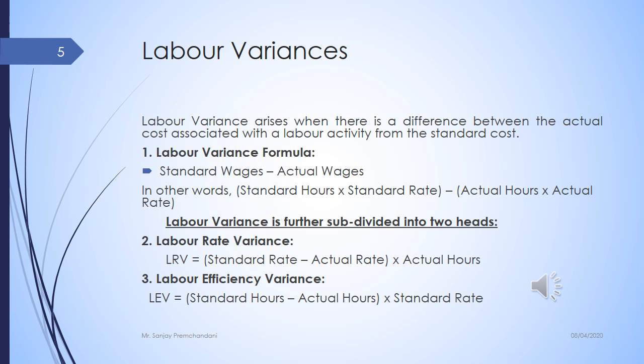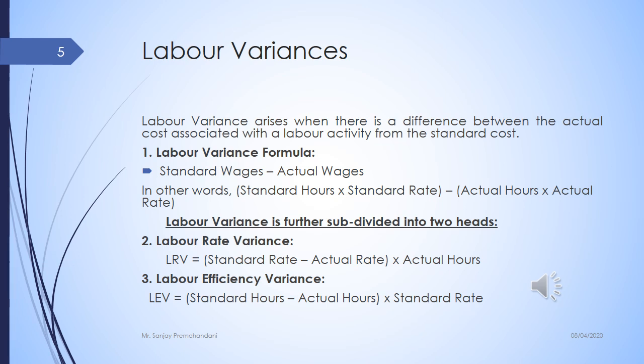Now labor variance is again divided into two formulas or two heads. The first one is labor rate variance. Here, instead of price, there is rate. Now we have to compare the rates: standard rate minus actual rate, and it will be multiplied with the actual hours instead of actual quantity. As in material variance, here we have to multiply with actual hours.